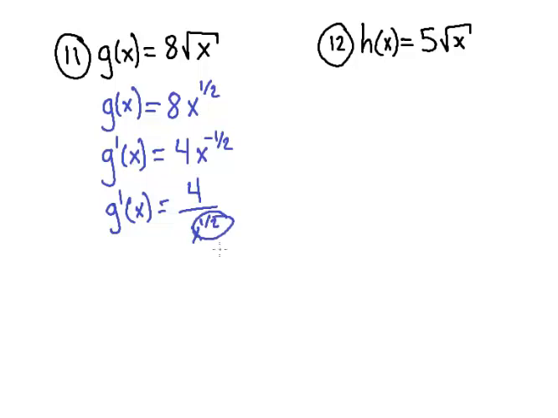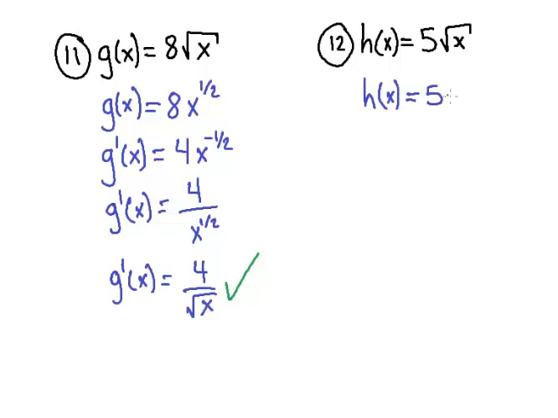Now we don't like fractions as exponents, so we're going to go back to write it as a radical. So g prime of x will be equal to 4 over square root of x. Remember that x raised to 1/2 and square root of x are the same thing. So this would be the answer for the derivative of 8 square root of x. Now let's find the derivative of this one. h of x equals 5 square root of x. So we need to rewrite it, remember. So h of x equals 5x to 1/2.